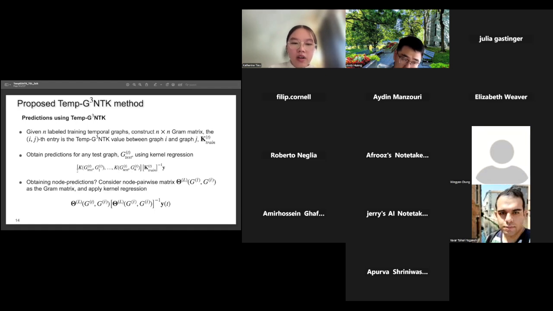So similarly, we could generalize this to obtain temporal node prediction. For temporal node prediction, we would have a single temporal graph, and we would be interested in, let's say, a property of a node u at some time t. So again, we could treat this as the gram matrix from earlier, but on the same graph, because now we only have one graph, and we would be interested in this node property at some time. So we would have a gram matrix over here. And then the testing time would be treated as the test graph. So we can simply put the value over here and then obtain the kernel regression for the node level predictions.